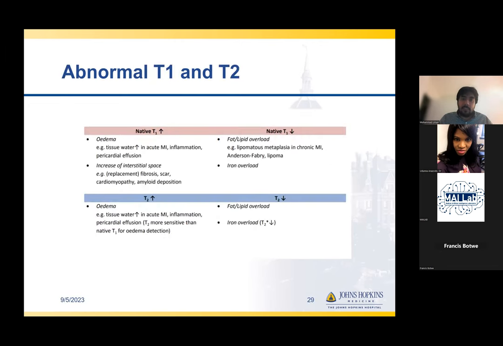Here are some abnormal T1 and T2 values in the different clinical scenarios. Things that will give you elevated T2s, we talked about: edema. Things that will give you abnormally low T2 are going to be fat deposition and iron deposition. Now, iron overload will decrease the T1, T2, and T2 star values.